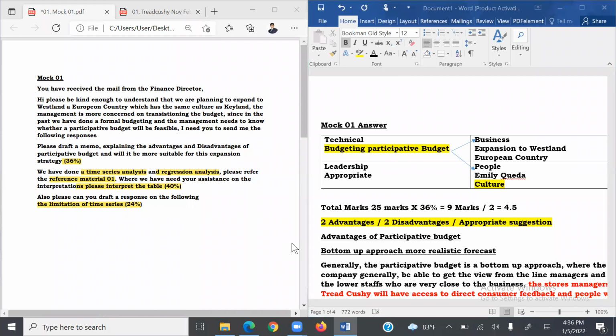Thank you very much. So students, just remember how to break down the answers. The past papers are already there in our portal, students. You can go through that as well.